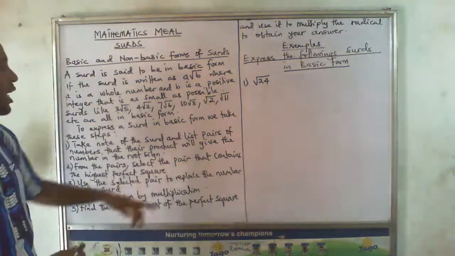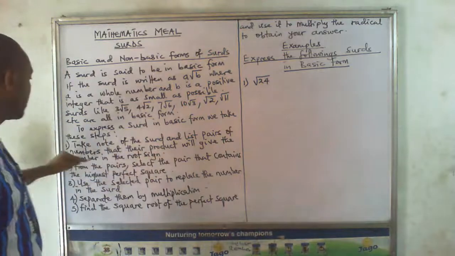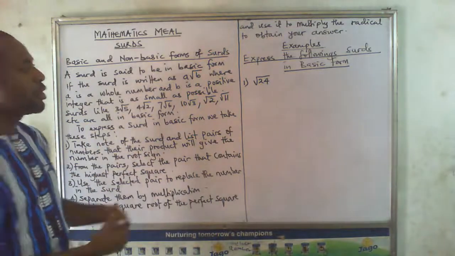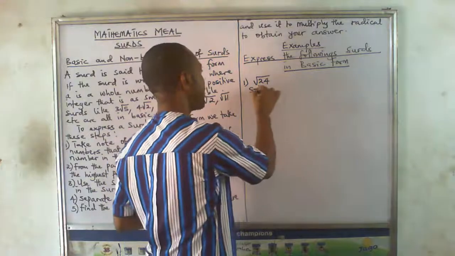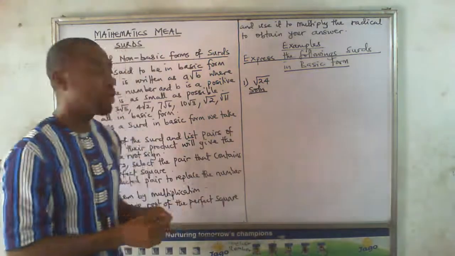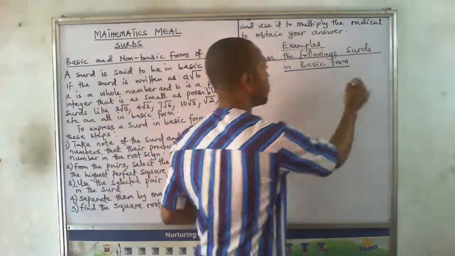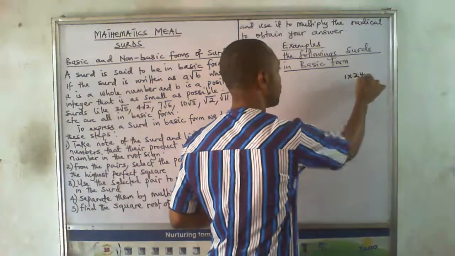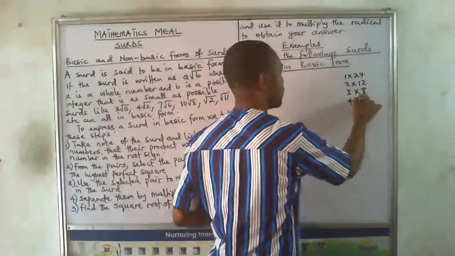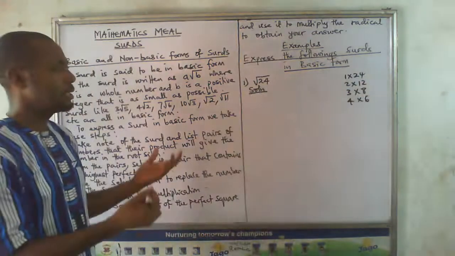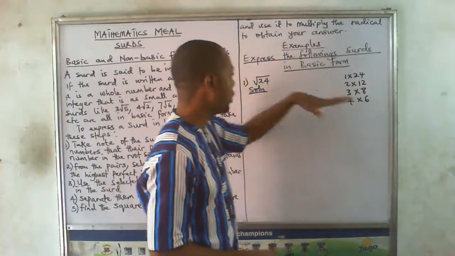We have taken note of it, and list pairs of numbers whose product will give the number in the root sign. So we have taken note of this. Then we find numbers that when we multiply them, we are going to have 24. So what are the numbers that we multiply to obtain 24? 1 times 24, 2 times 12, 3 times 8, or 4 times 6. These are the pairs of numbers whose product will give us 24.